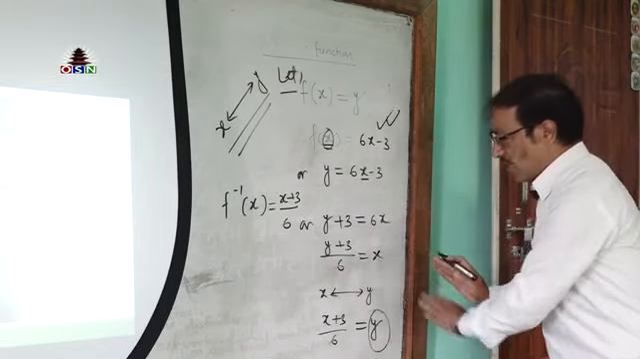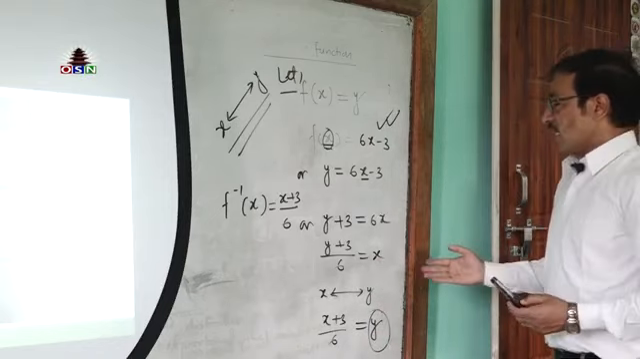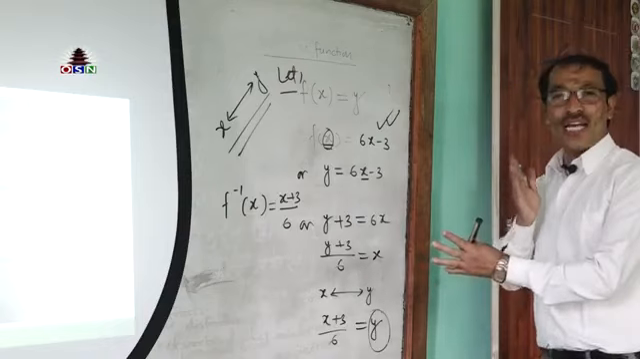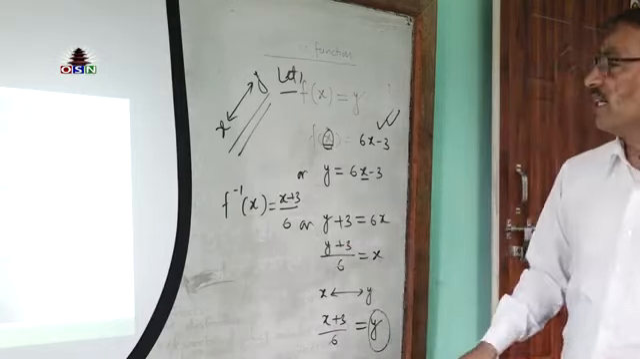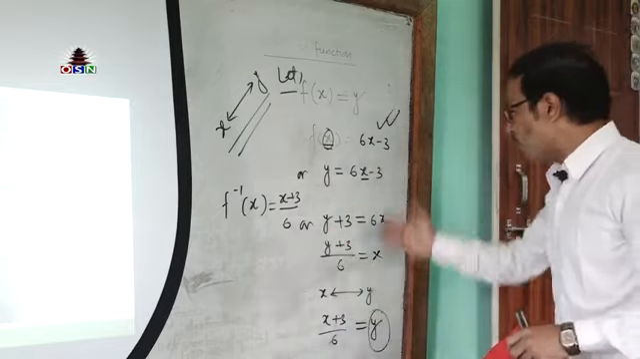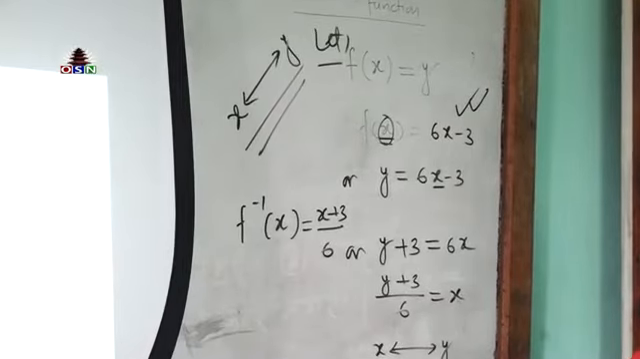When we interchange the role of x and y, that means input and output are exchanged, then we have got a new function. The new function is called the inverse function. So this is the process of finding the inverse function of the given function.